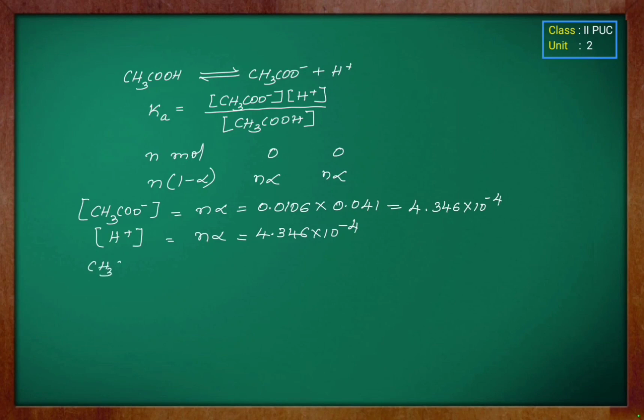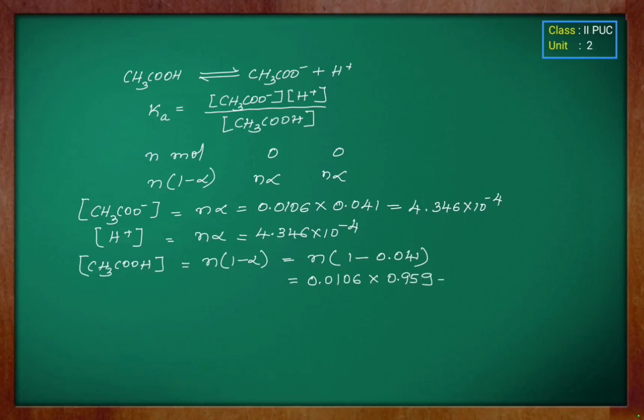The concentration of acetic acid CH3COOH is equal to n into 1 minus alpha. This is equal to n into 1 minus 0.041. That is equal to 0.0106 into 0.959, which is equal to 0.0101.